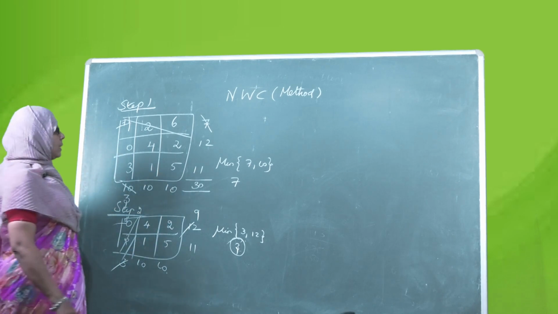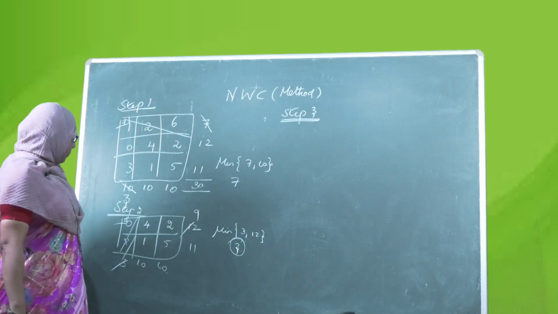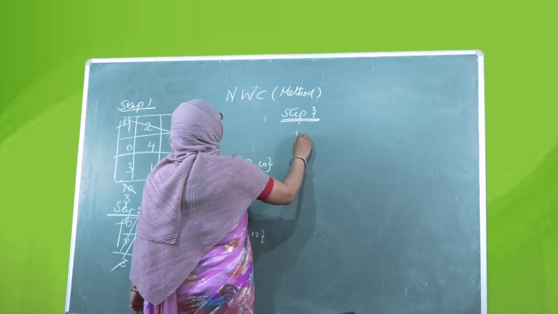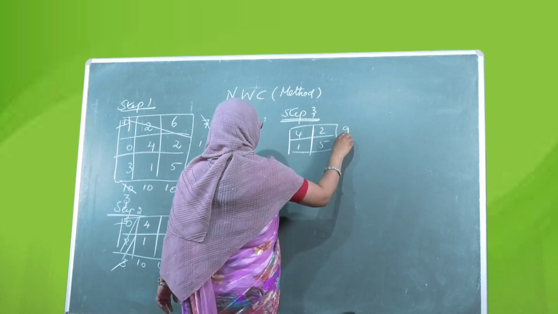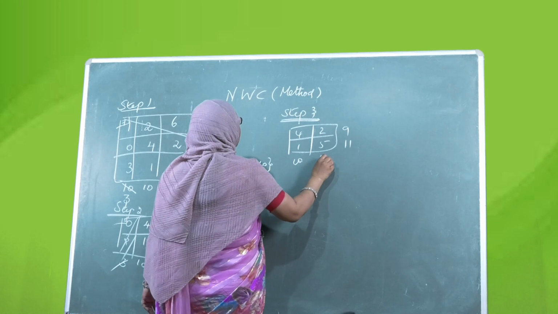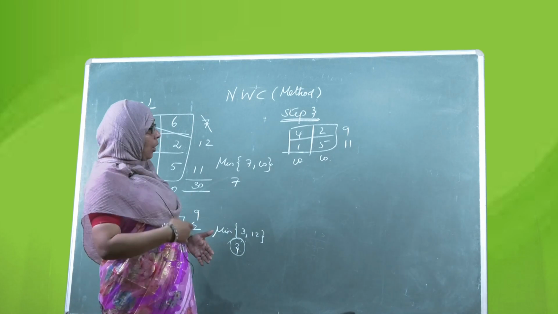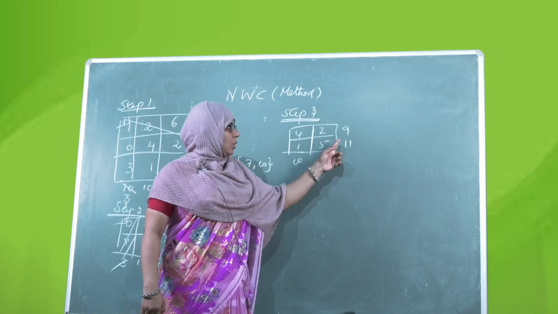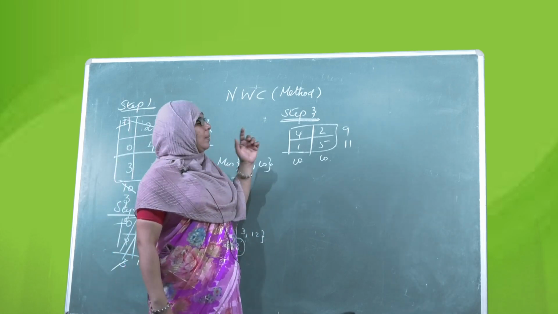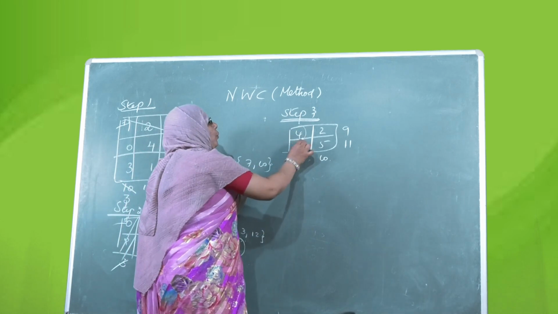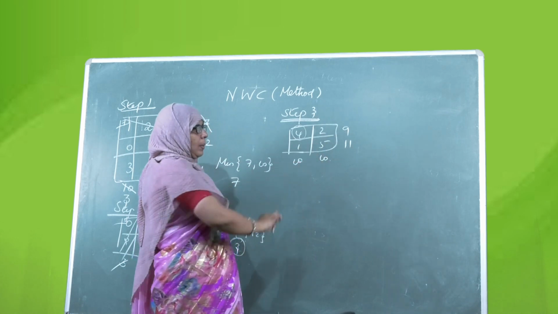So you move on to step 3. What is the remaining element? 4, 2, 1, 5. So 9, 11, 10, 10. Okay. You have to simultaneously check the problem is balanced: 20, 20, so the problem is balanced. What is the northwest element? 4 is the northwest element. What is the row element? 9 is the row element and the column element is 10.